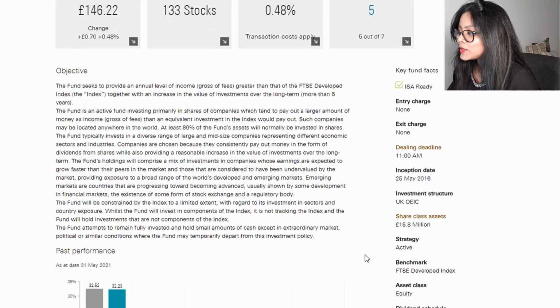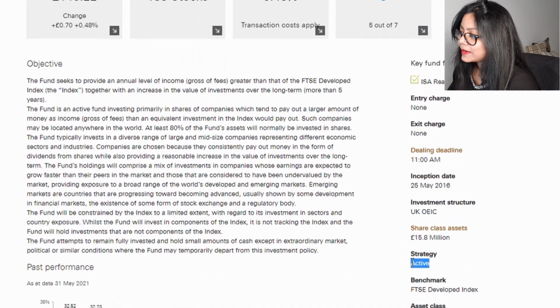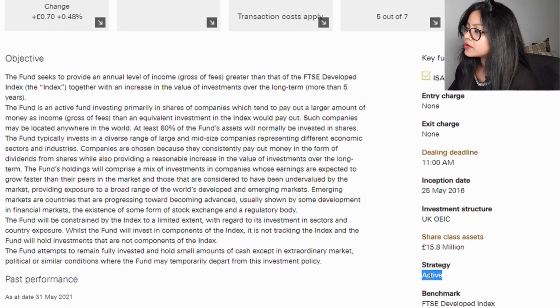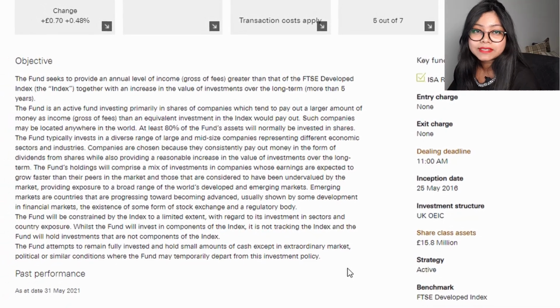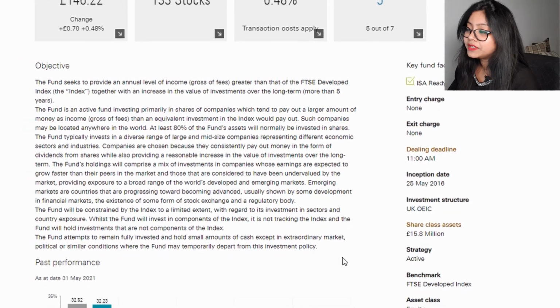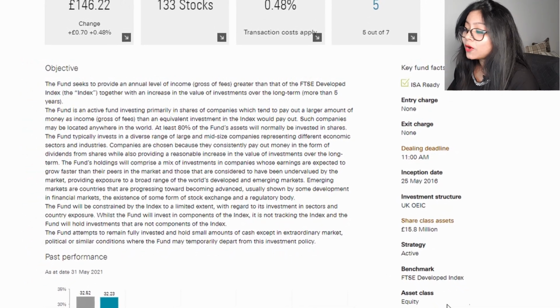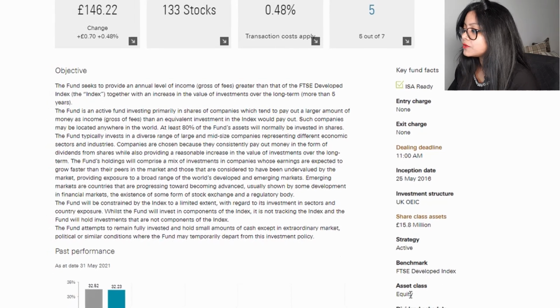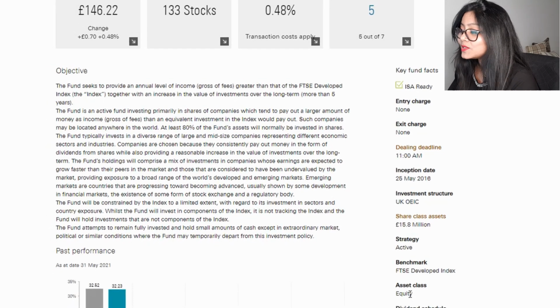The main thing to note is that it's actually an actively managed fund. Vanguard is very popular for their index investing or passive investing, which is why they are able to offer you one of the lowest fees in terms of investments. But they also offer and carry out a lot of actively managed funds as well. So this one is one of them.